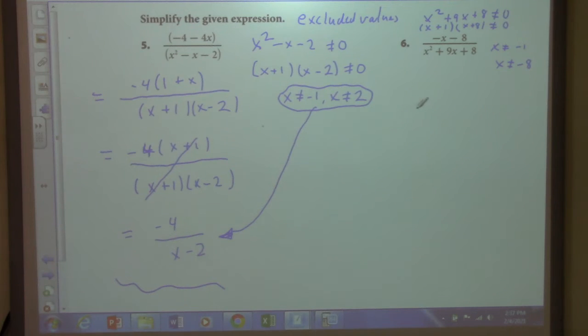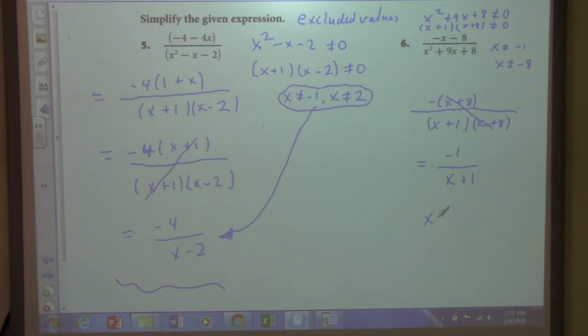-8. So now we can rewrite this thing like this. So you got x plus 1, and then x plus 8. Can we rewrite this thing up here? What is our common factor in here? So you have x plus 8 here, right? So what happens next? Cross it out. Cross out like this. So we end up with -1 over x plus 1.